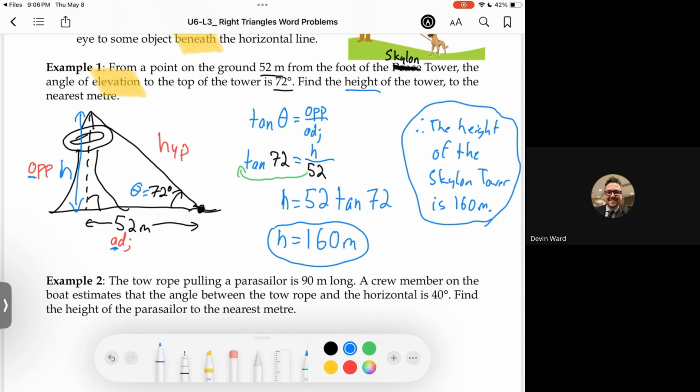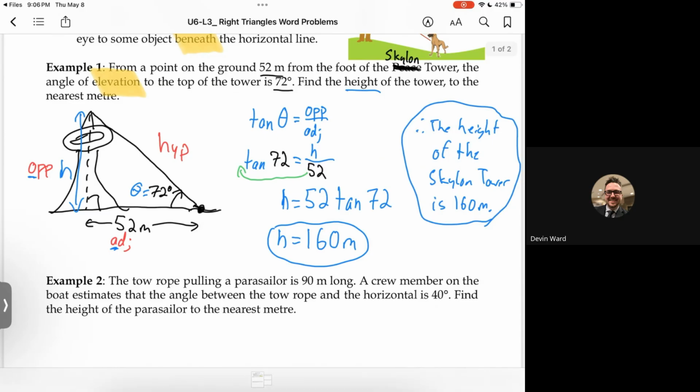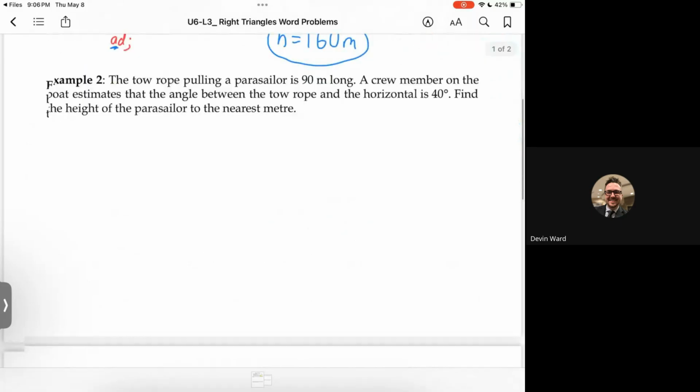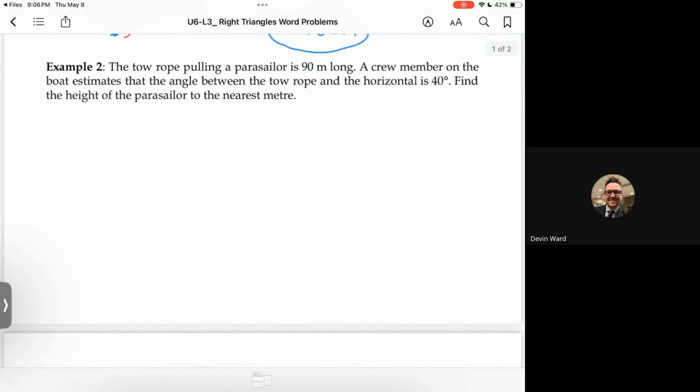And yes, that's accurate. I looked it up when I was making the question. That's why we changed it from Peace Tower to Skyline Tower. Okay.